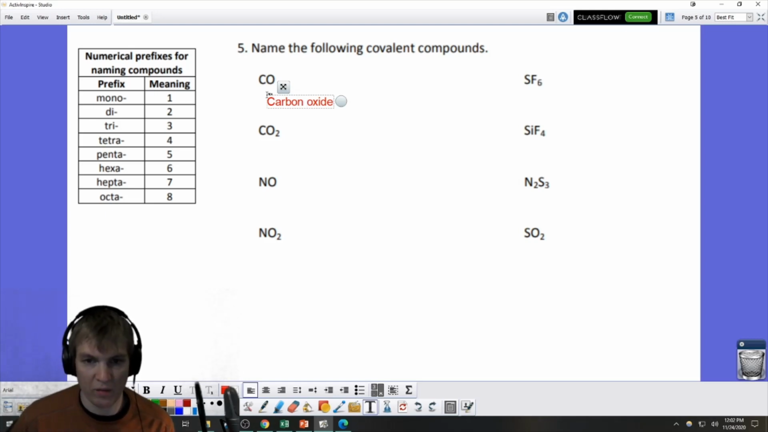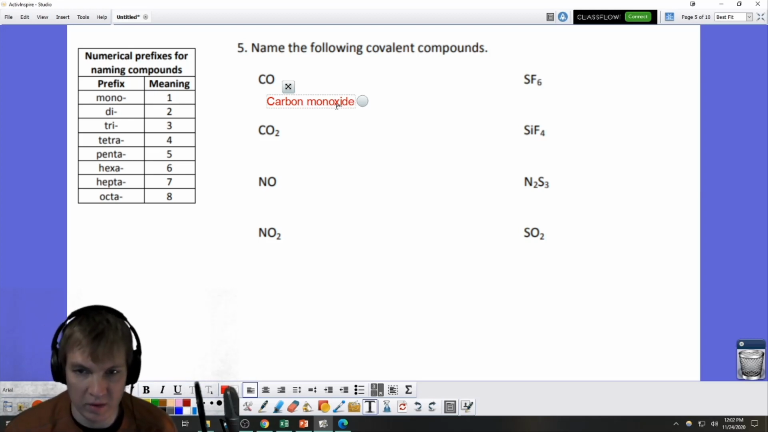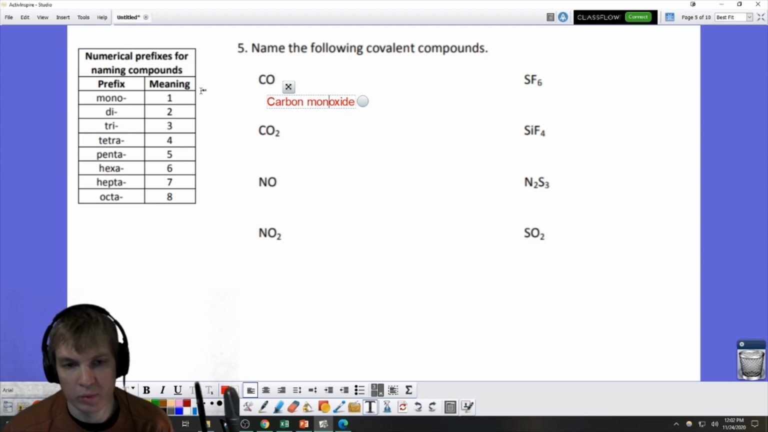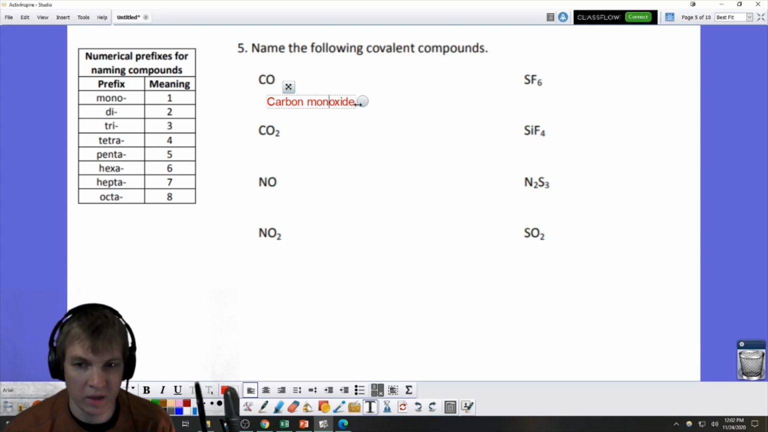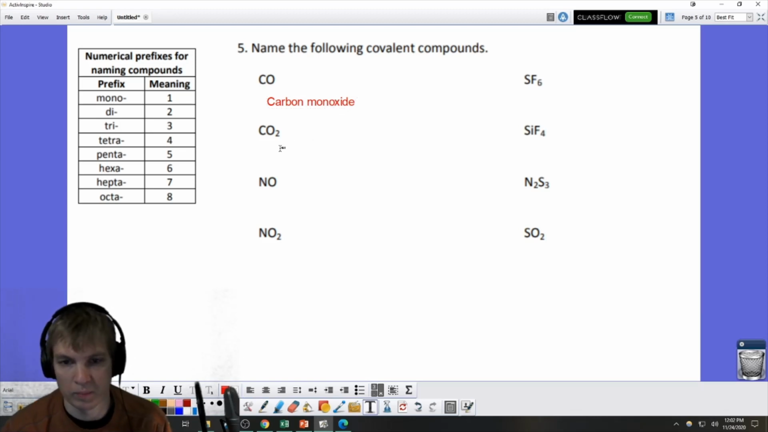So since we only have one oxygen, we're going to add mono as the prefix. We don't write monooxide because then it just looks weird. So we are going to actually delete an O, combine the O of oxide with the mono. So monoxide is the name for this one.